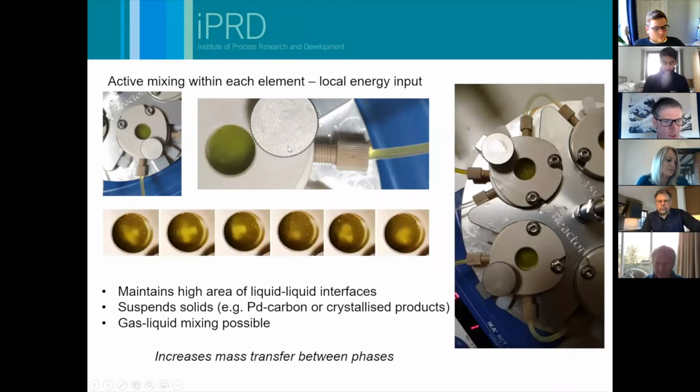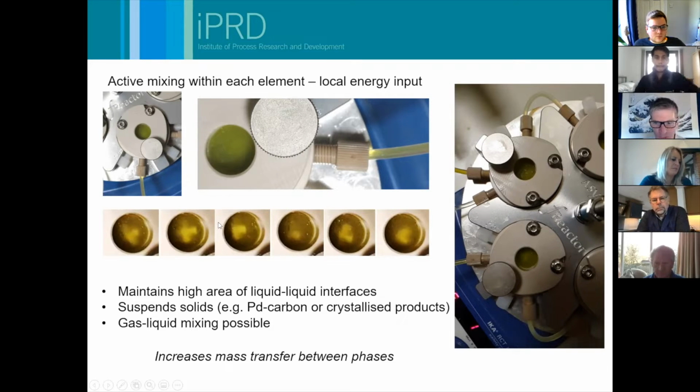Now, within our reactors, one of the reasons we designed them was because we were particularly interested in multiphasic chemistry. And John will give you some of the reasons why we're interested in multiphasic chemistry. But what we have within each reactor is active mixing.